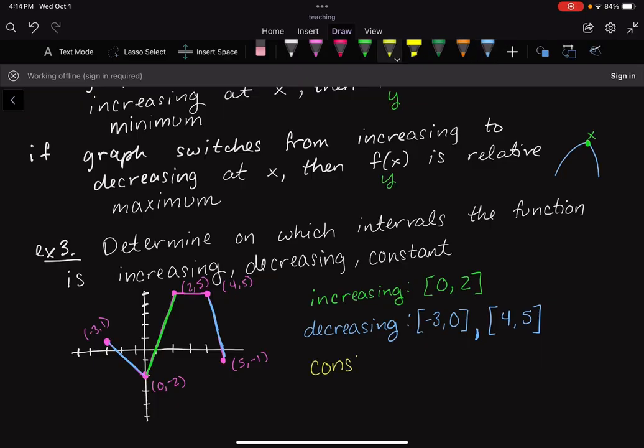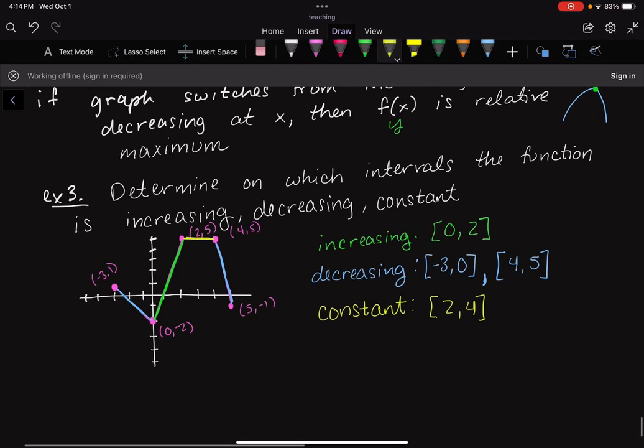And then for constant, that just means where it's a straight line. That's happening only right here, and that is from 2 to 4.